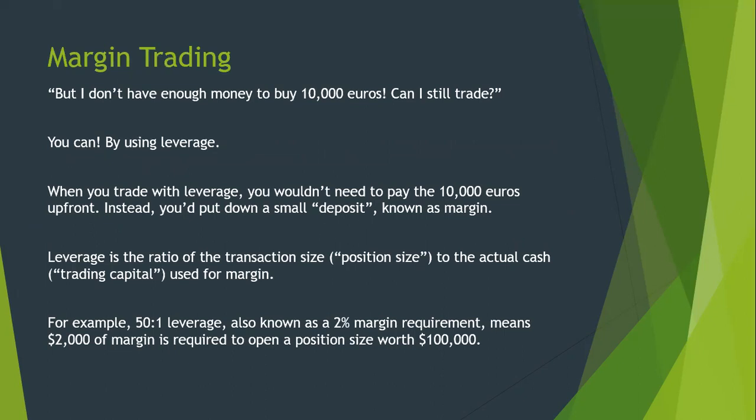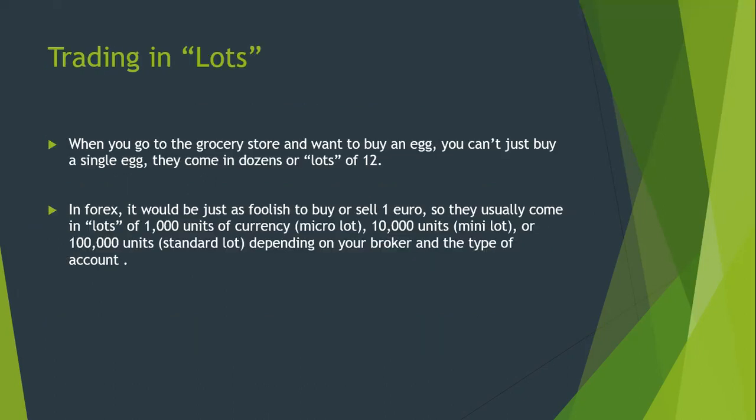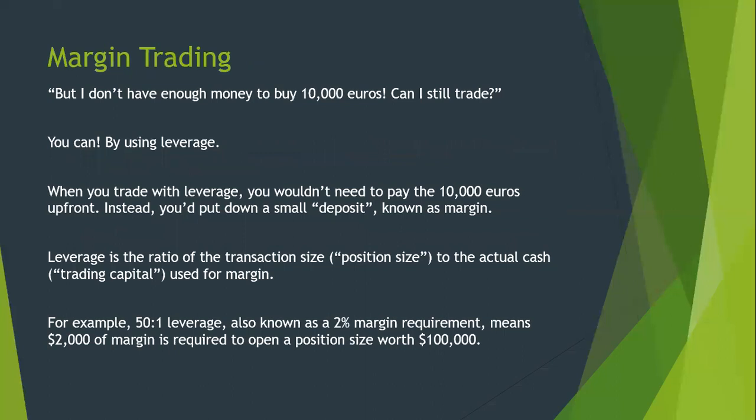We have margin trading, but I don't have enough money to buy 10,000 euro. Can I still trade? The same refers to trading lots. We don't buy only a single euro. We buy them in huge quantities, and these quantities are placed in units. We have 1,000 units, 10,000 units, and 100,000 units. So you can buy by using leverage. Those units, we use leverage to buy those huge units because we cannot afford to buy that large a quantity of euro.